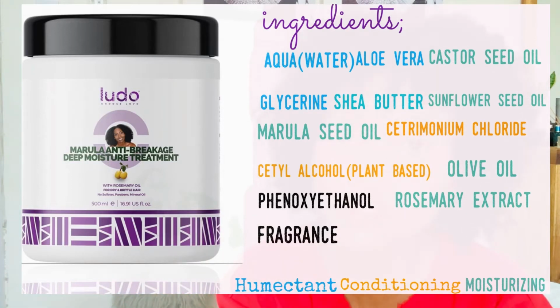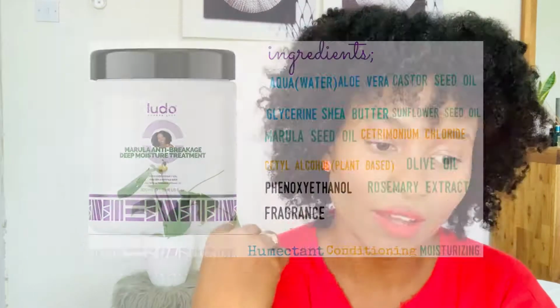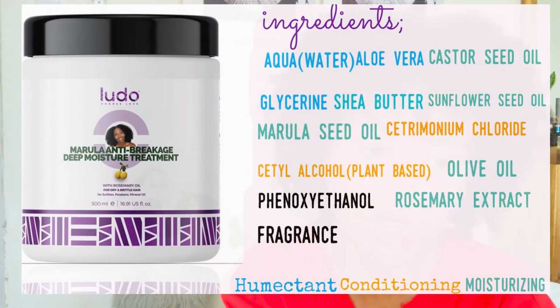You have glycerin, which is a great humectant. You have shea butter. You have sunflower seed oil, which we said penetrates your hair. It has smaller molecules. Then you have marula seed oil, which also penetrates your hair. And then you have cetrimonium chloride. We said that it's a conditioner, right? You have cetyl alcohol, which is plant-based. So this is a fatty alcohol, which your hair needs as well.